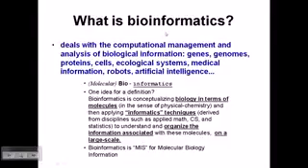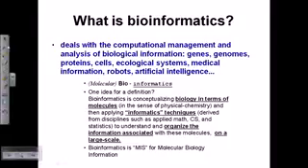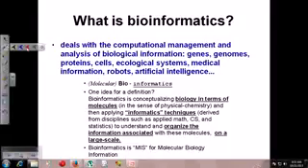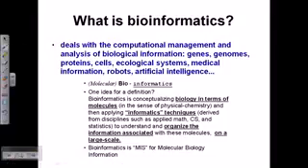Bioinformatics deals with the computational management and analysis of biological information. Biological information means genes, genomes, proteins, cells, ecological systems, medical information, robotics, and all these things together. An easy way to understand bioinformatics is that it is a perfect combination of computer science and biology. It's a marriage between biology and computers.